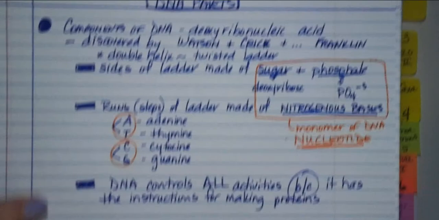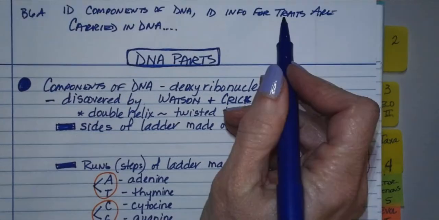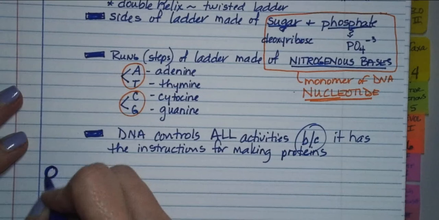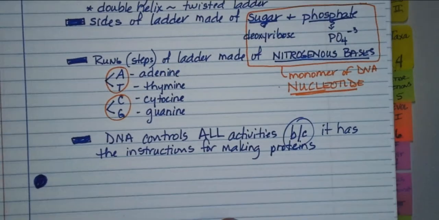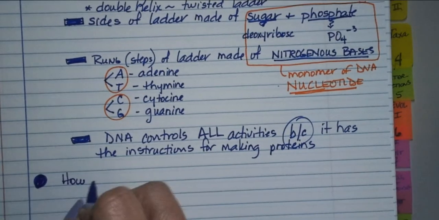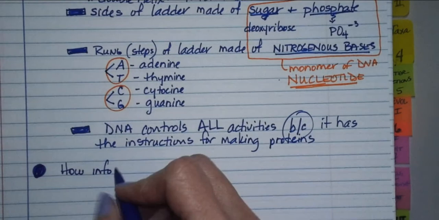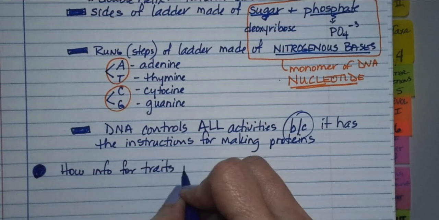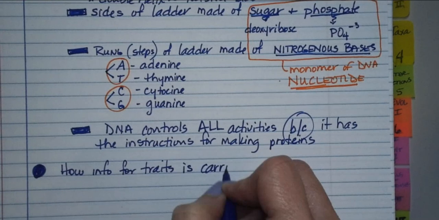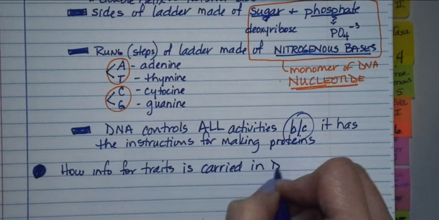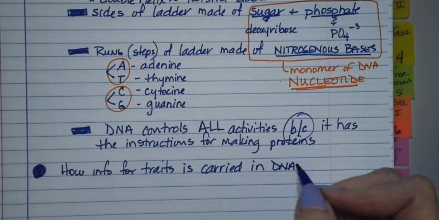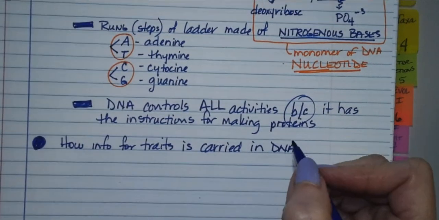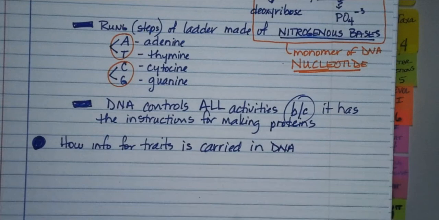So next big circle here. How the information for traits is carried. So you see the DNA, you see the structure, the A's, G's, C's, and T's, the sugar and the phosphate. How exactly does that have the instructions for making a protein? Okay, and when we say making a protein, the word protein's not in here at all. It's this word traits. So I'm going to put traits.